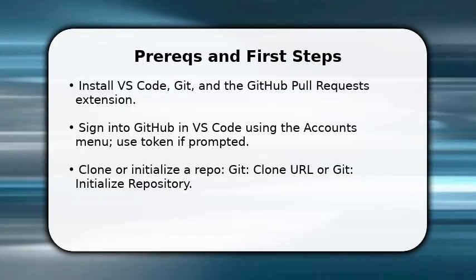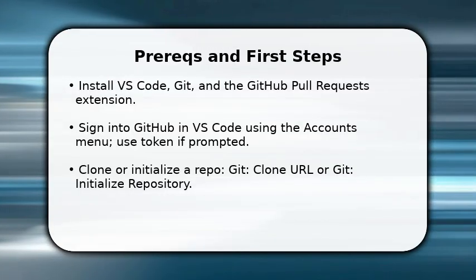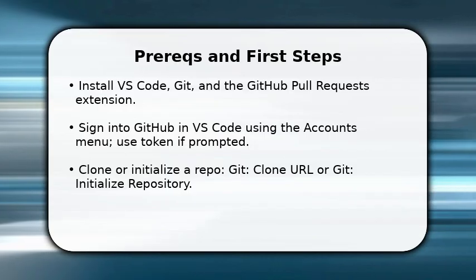You start by confirming prerequisites: VS Code, Git, and the GitHub extension installed. Open the command palette and run Git: Clone or Initialize Repository. This immediately creates your workspace.